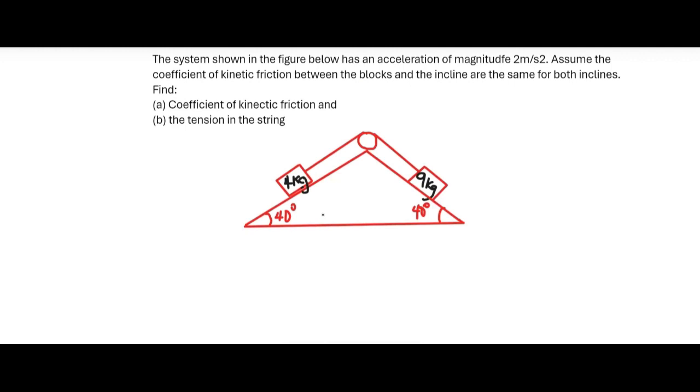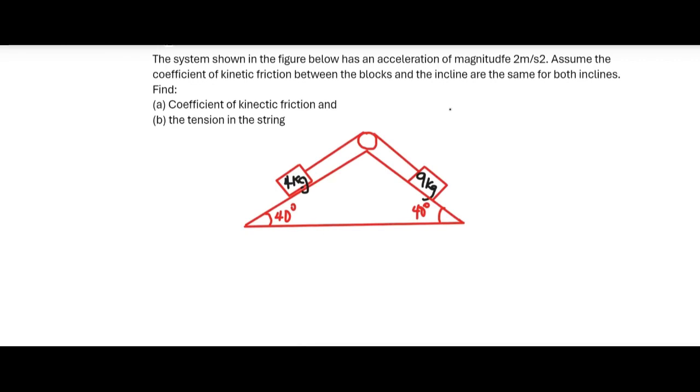So for this question, the question says the system shown in the figure below has an acceleration of magnitude 2 meters per second squared. Assume the coefficient of kinetic friction between the block and the incline are the same for both inclines. Find 1, the coefficient of kinetic friction, and 2, the tension in the string. For you to have been asked the coefficient of kinetic friction, you should know that the surface is a rough surface.